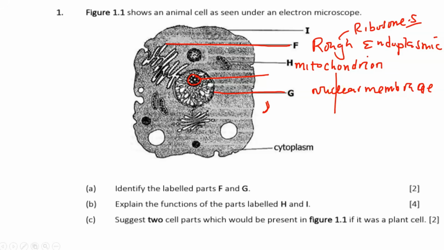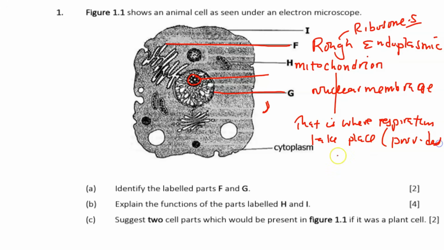Okay, so in terms of writing, you can say that is where respiration takes place. And of course, because that is where respiration takes place, it provides energy to the what? To the cell. So it's the one that provides energy to the cell. Okay, then what about I?